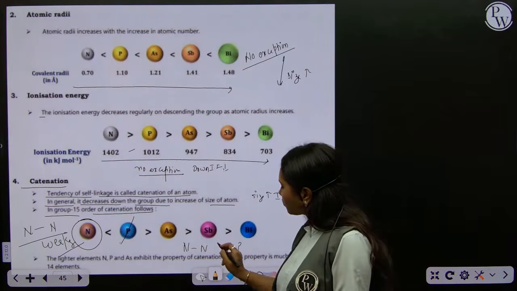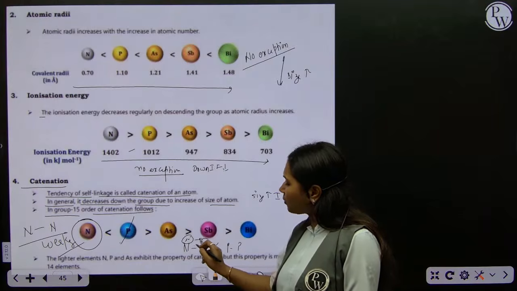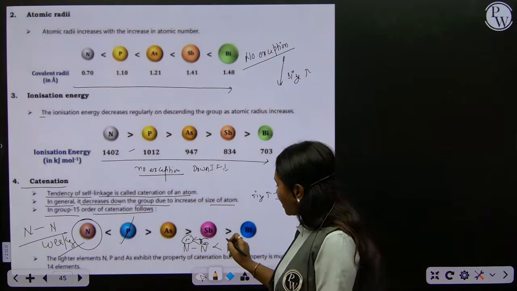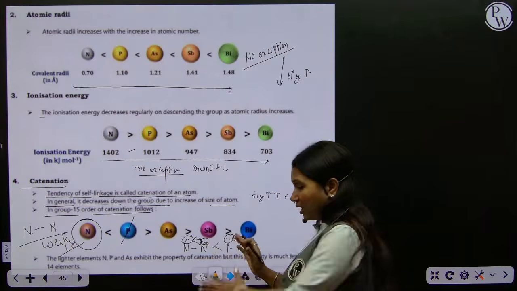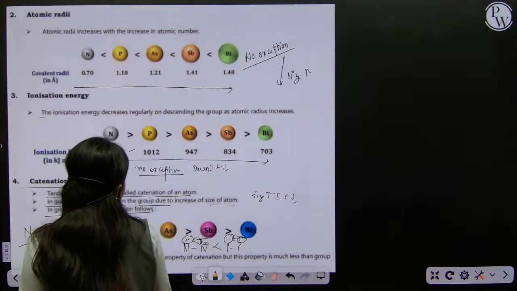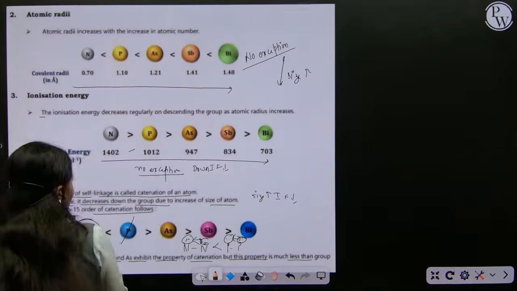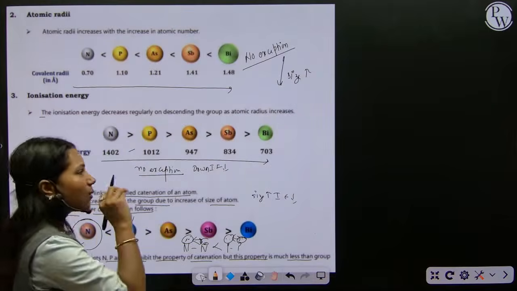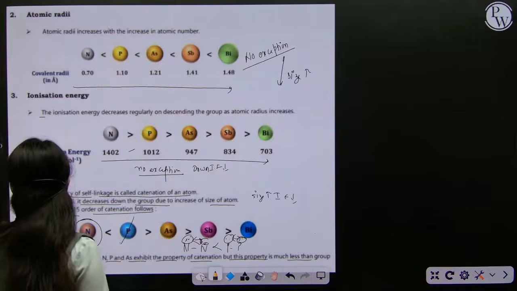The phosphorus bond is stronger because nitrogen, being small in size, has more repulsion between the lone pairs, while the repulsion between phosphorus atoms is less because size is more. The lighter elements N, P and arsenic exhibit the property of catenation, but this property is much less than group 14. Carbon family shows more catenation than the nitrogen family.